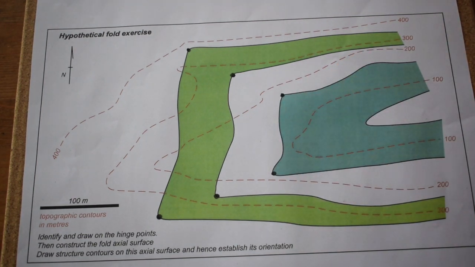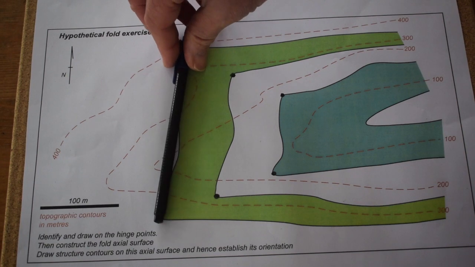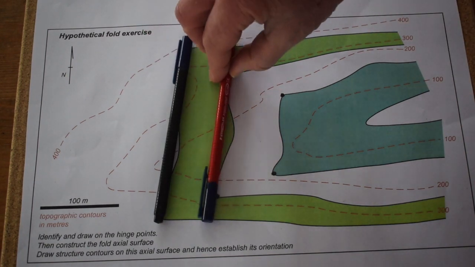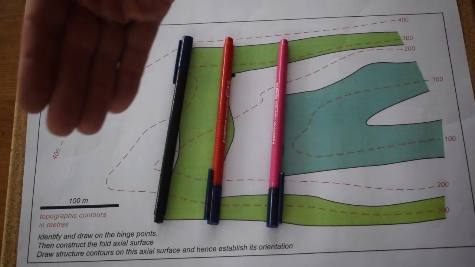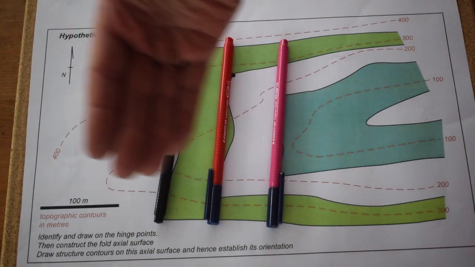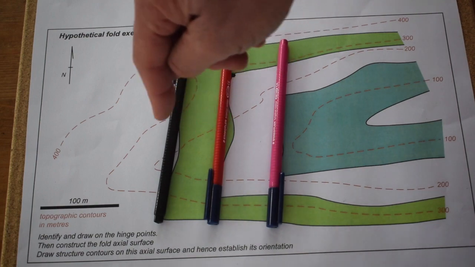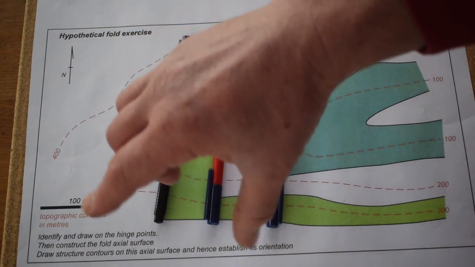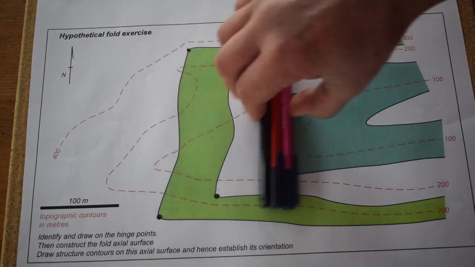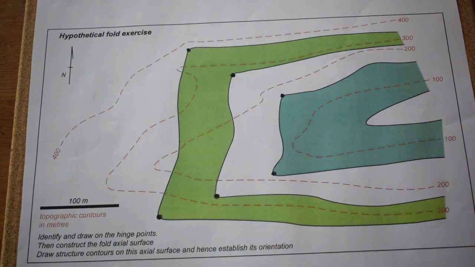So effectively, we can say we've got a hinge line here, a hinge line here, another hinge line here. So our fold axial surface is going to come down in this sort of orientation, capturing these three hinge lines. They're at different elevations. So we're going to draw in the axial trace now, which is a question of simply joining up the dots.